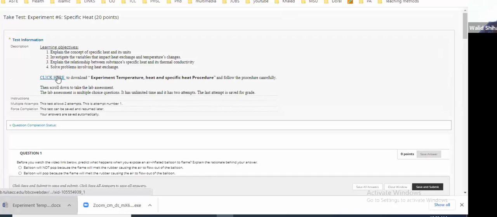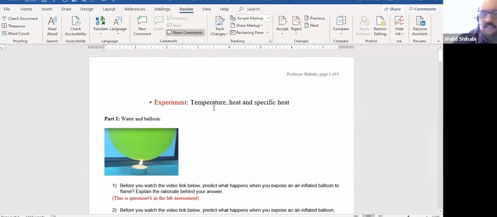But first, let's download the procedure. I'll go over the procedure with you here. You need to click on the "click here" link to download the procedure. And let me share with you the procedure part. Okay, so this is the experiment here.